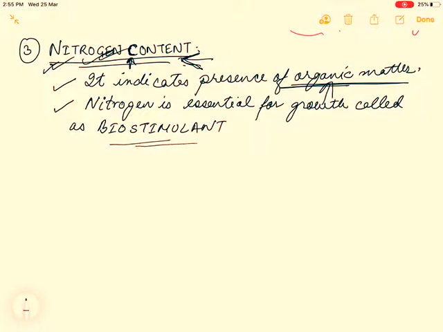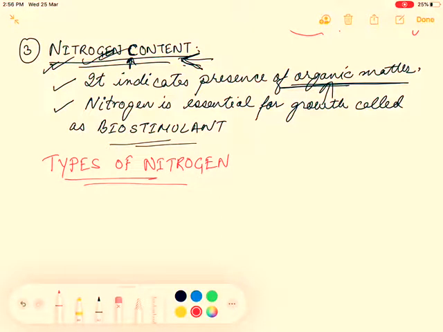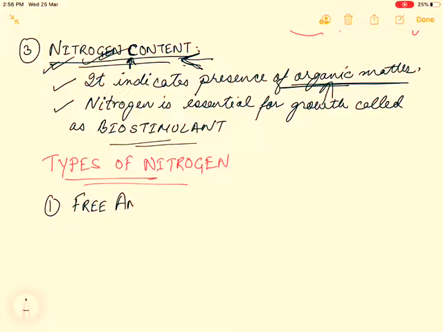Okay, so how many types of nitrogen are there? There are mainly 4 types. You may get other types also, specifically with respect to wastewater, but 4 types are present. First is free ammonia, or ammonia nitrogen. Second is organic nitrogen.